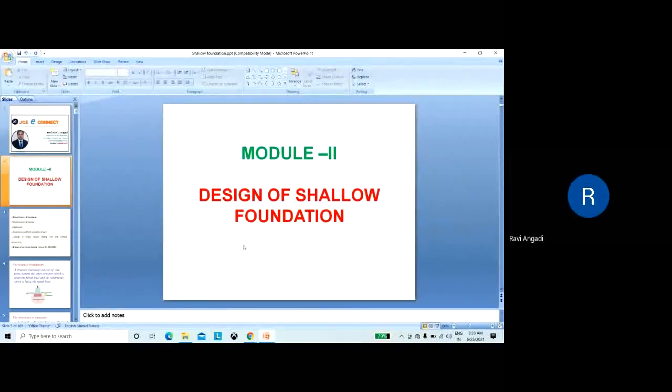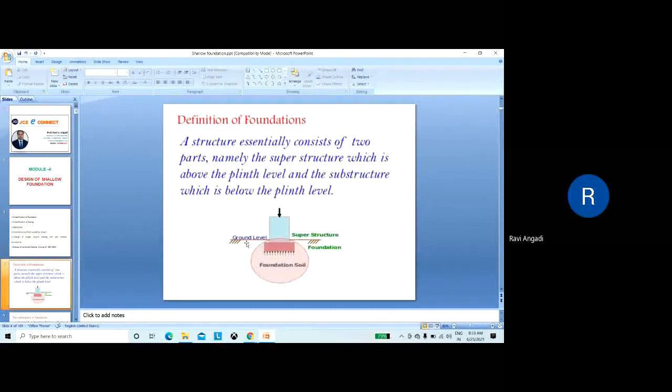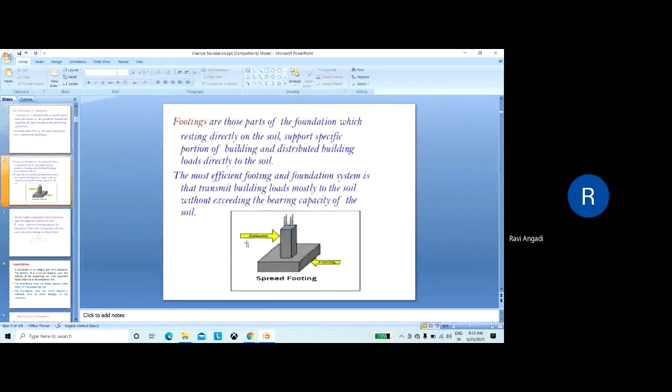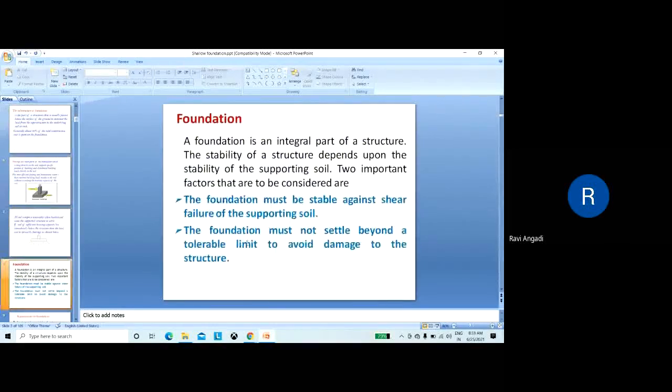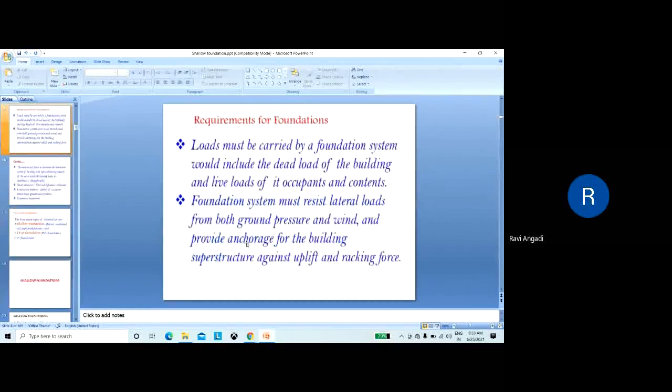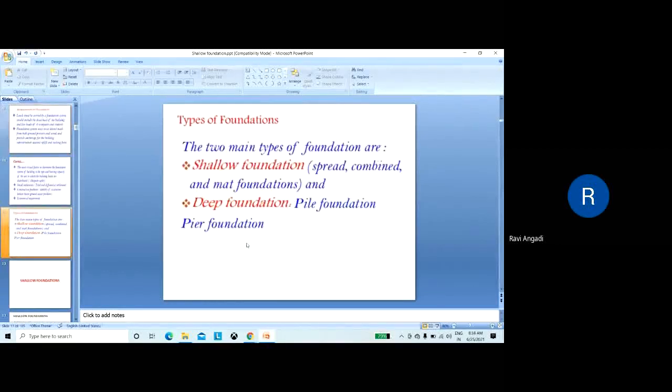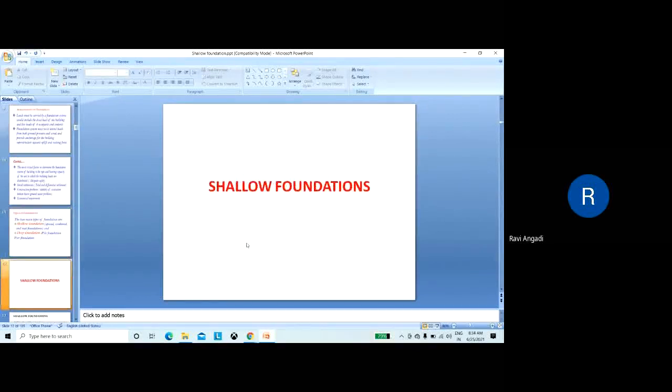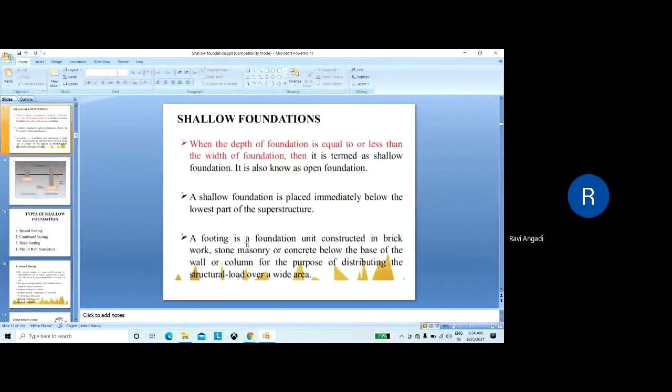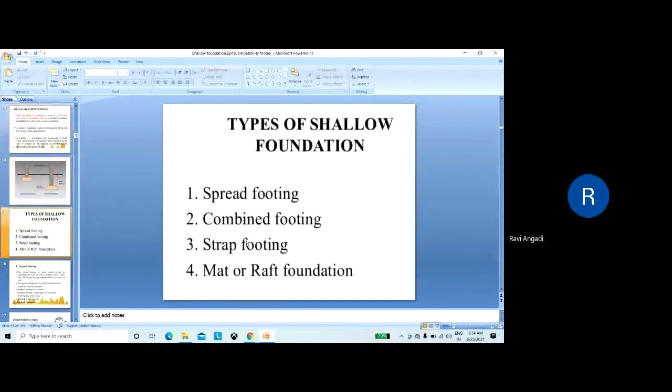Okay, we'll start. So in the previous class, we started module number 2, design of shallow foundation. In that, we discussed the definition of foundation, footings, requirements for foundations, and types of foundations: shallow foundation and deep foundation. In detail, we discussed the types of shallow foundations: spread footing, combined footing, strap footing, and mat or raft foundation.